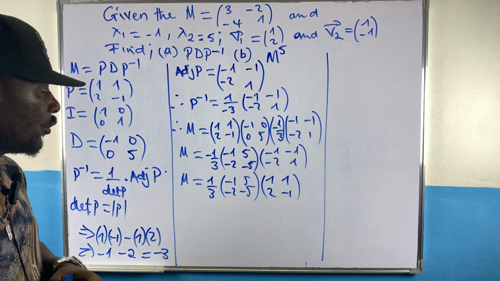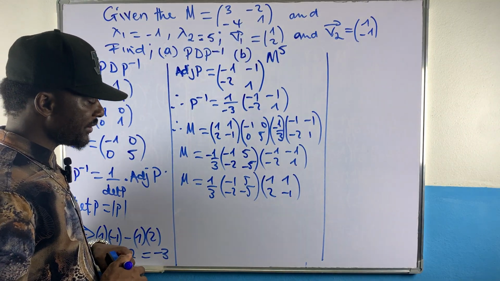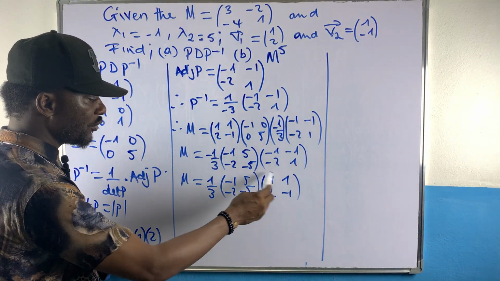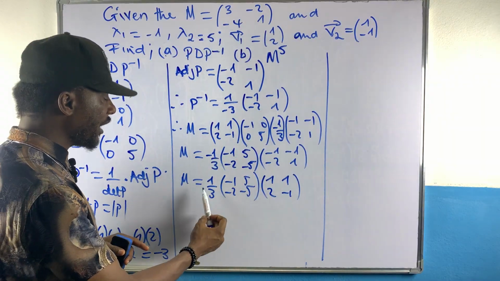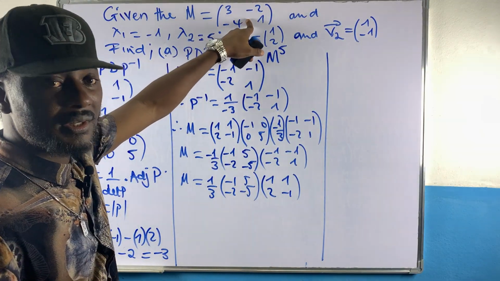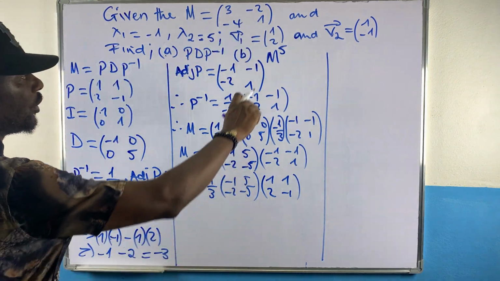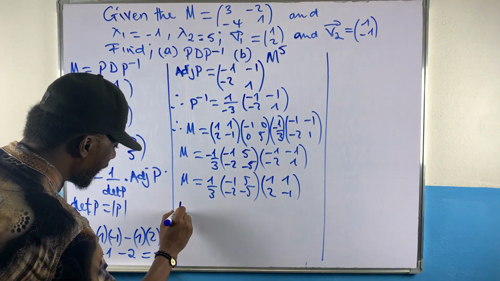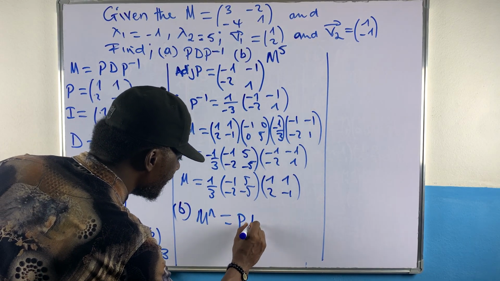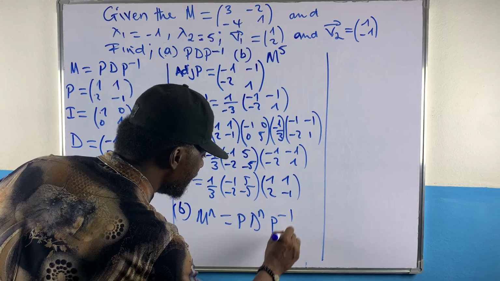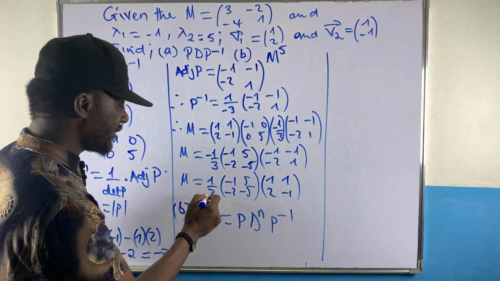Now, what you have to understand about this is that if you multiply out this matrix and the result that you have multiplied by 1/3 is going to give you this matrix, the matrix M, if you are correct. So how do we obtain M to the power 5? We know that M to the power N is equal to PD to the power N times P inverse. And we have just seen that P inverse is the same as this times this.